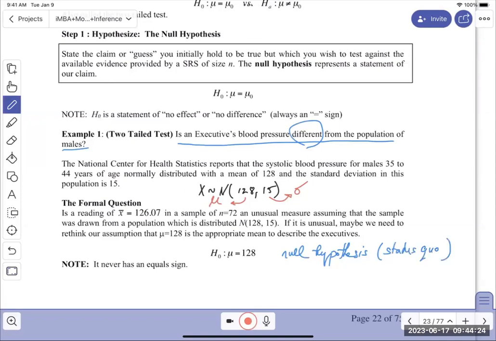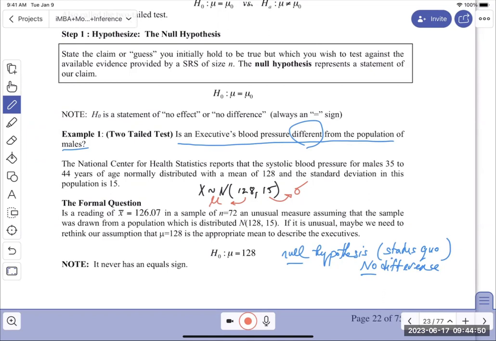Same as the status quo, or in other words, there's no difference from what we already know. Null, or no. So let's go into our method, our 5-step process to solving this problem, okay?